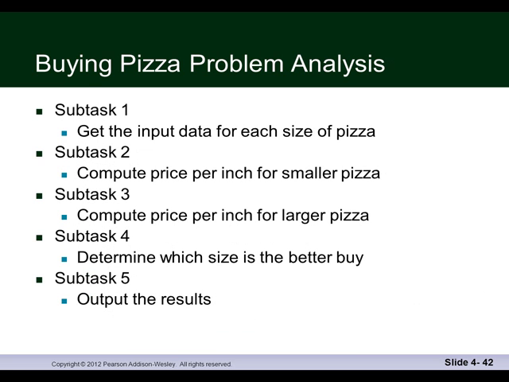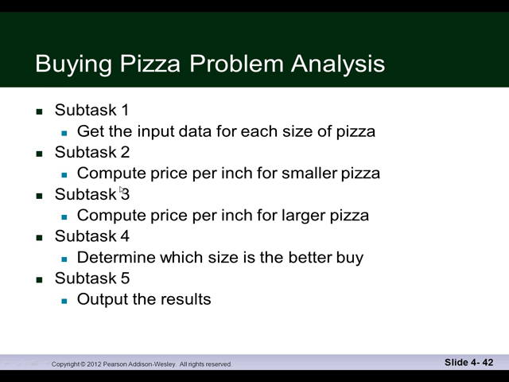So breaking it down into smaller tasks, we're going to get the input data for each size of pizza. We're going to compute the price per inch for a smaller pizza. We're going to compute the price per inch for a larger pizza. We're going to determine which size is the better buy. We're going to output the result. So first is input, last is output, the middle is the processing. That's my input, processing, output.